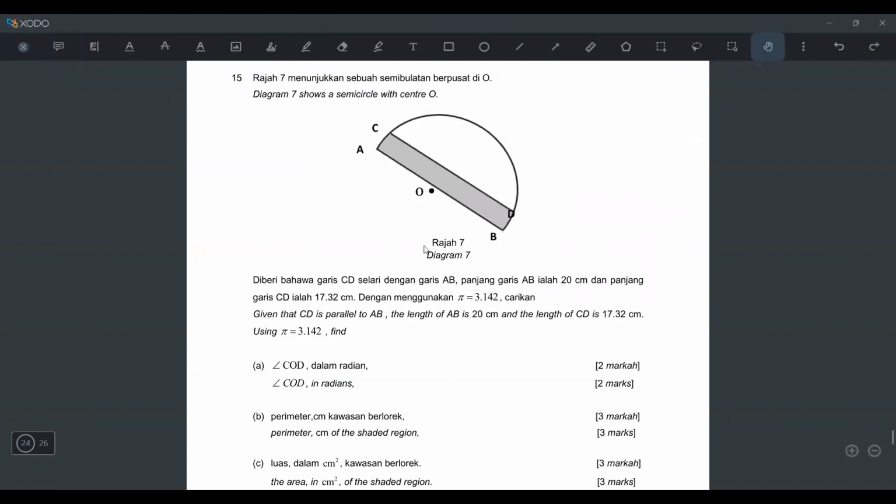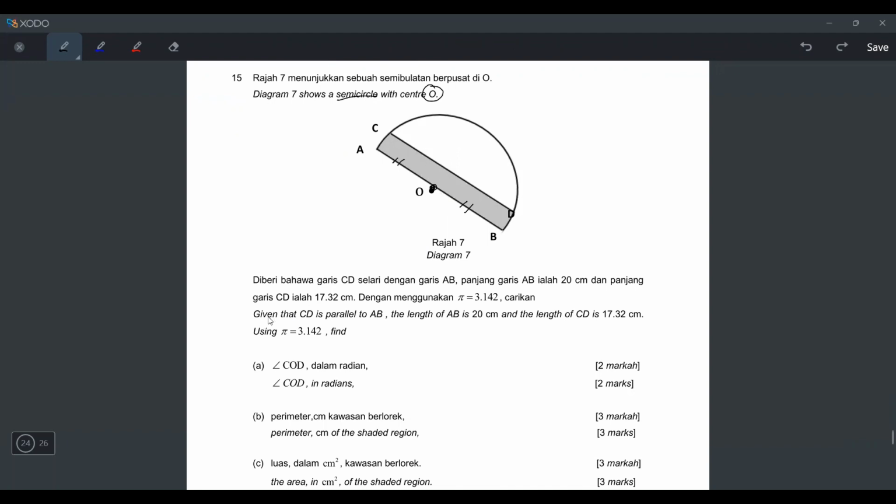Yep. So finally, we can move on to the last and the final question. Okay, the final question, question 15. Diagram 7 shows a semicircle. The moment you see the word semicircle with center O, then you know at the center O, drawing to A is radius, drawing to B is radius, and also the angle here is 180 degrees or pi radian. Pi. Okay, but I'll just erase all of this because it looks very messy.